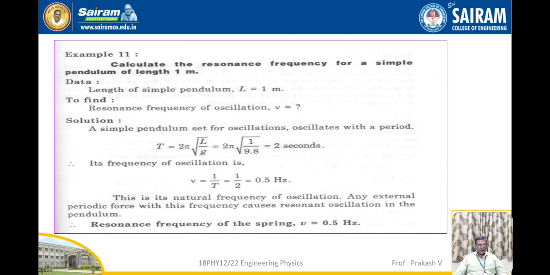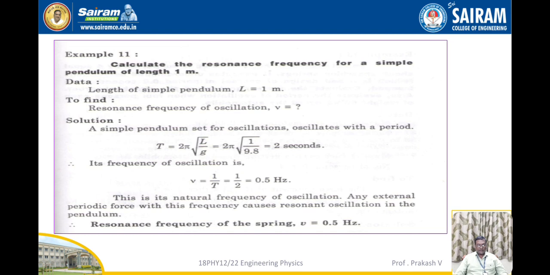So solution for this: a simple pendulum set for oscillations oscillates with a period, that is T is equal to 2 pi into square root of L by g. So this is the formula. So that is equal to 2 pi into square root of 1 by 9.8, that is equal to 2 seconds.